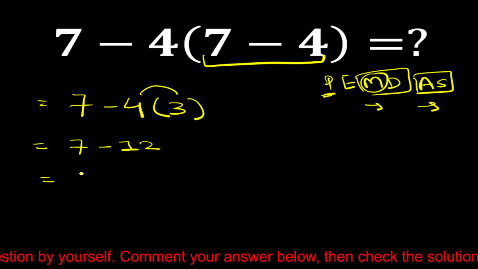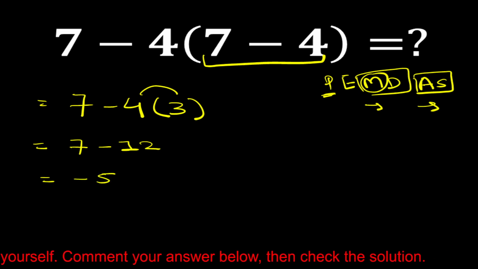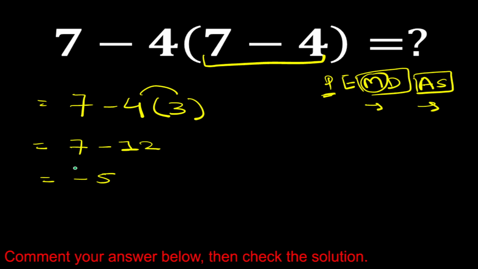Now 7 minus 12 is equal to minus 5. So the correct answer is minus 5.